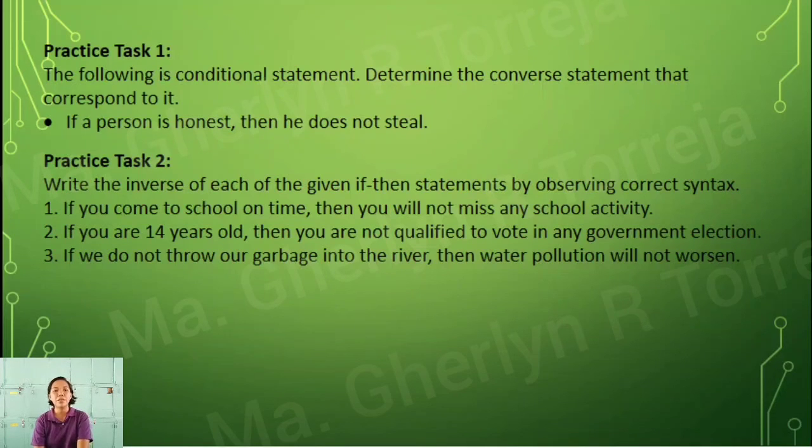Okay, siguro naman may sagot na po kayo sa practice task number 1. Now, let us have practice task number 2. Okay, by the way, dapat pag nagsusulat tayo ng mga statement, see to it na nasusunod pa rin yung correct syntax or yung arrangement ng antecedent at ng noun. Okay, so for practice task 2, you are going to write the inverse of the statement. So, ininegate lang yung hypothesis at yung conclusion. Okay, so we have 3 statements there.